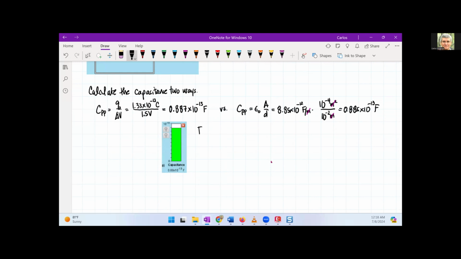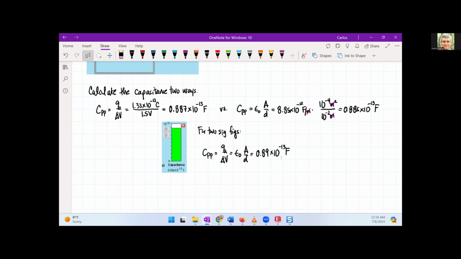So for 2 sig figs, the value for C_PP, which is Q over delta V, which is the same as epsilon A over d, we get 0.89 times 10 to the minus 13 farad. So it agrees with the applet quite well.